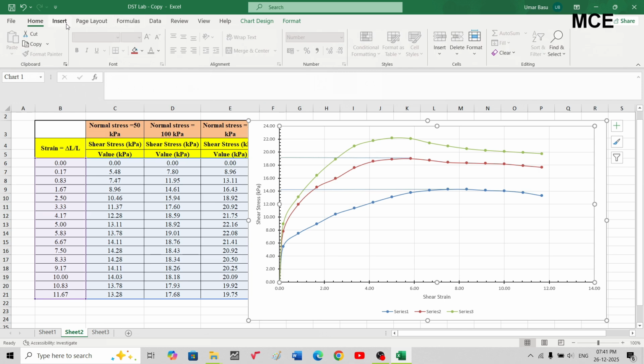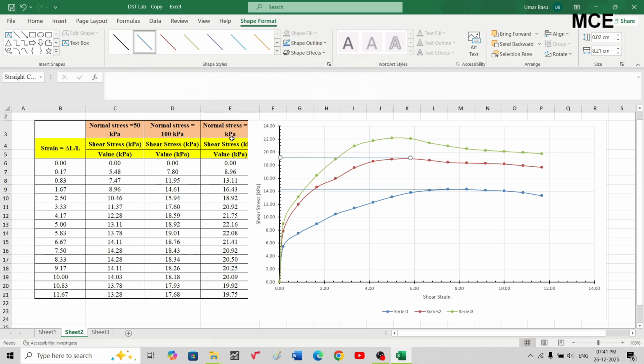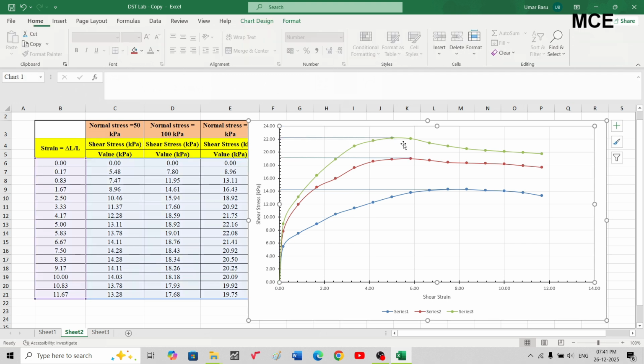Okay, and for the last normal stress of 150 kilopascal, you can see here is the peak value. So it's approximately 22.4. Okay, 22.4 is the approximate peak value.